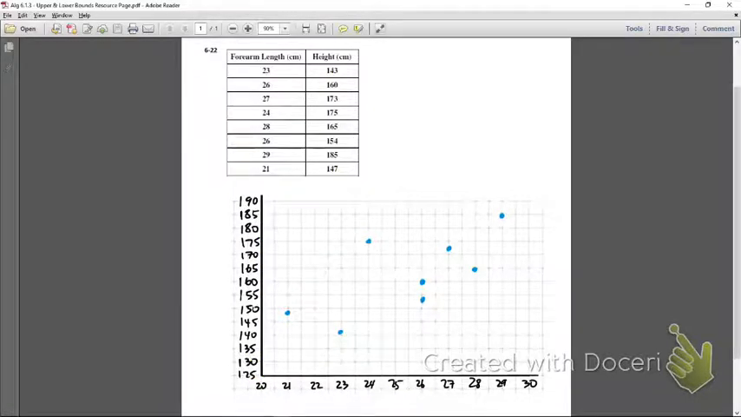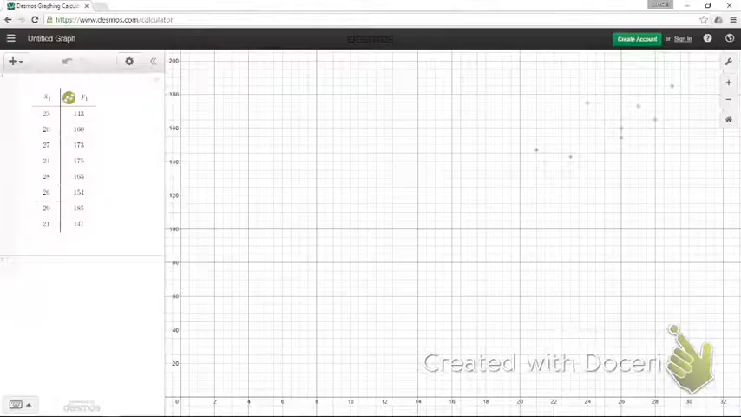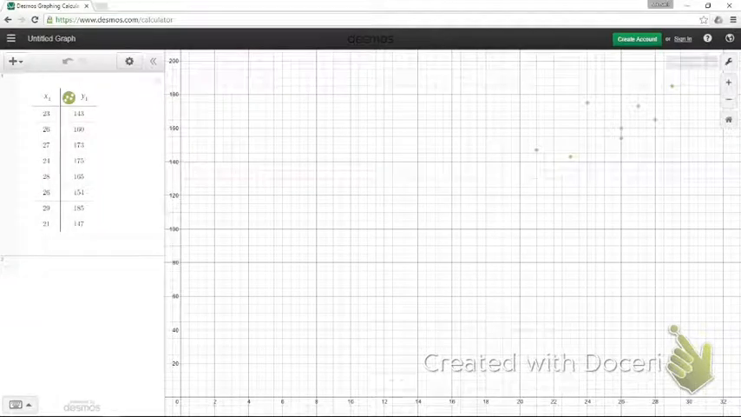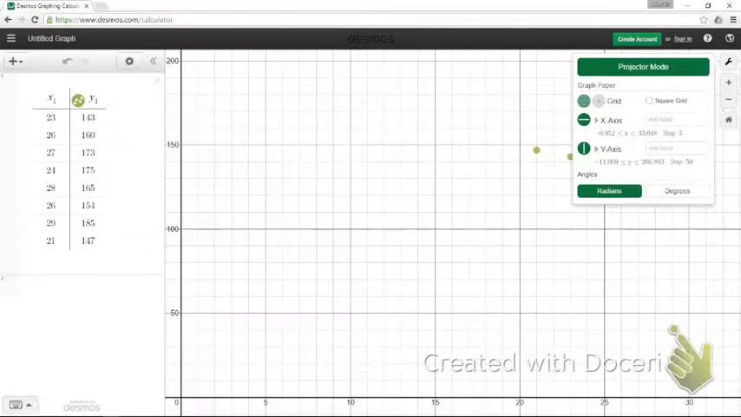So this is going to go away. 3, 2, 1. And what I'm going to do is show you my Desmos graph. And let me change the view here. Let's go to projector mode.